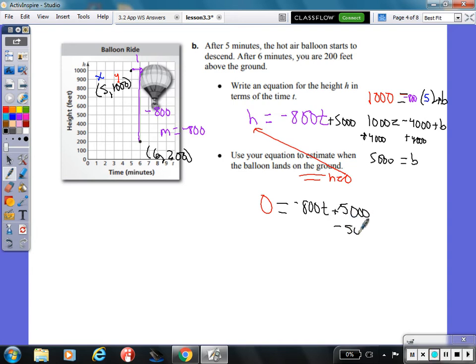So to get that t by itself, we'll subtract the 5,000, which will be negative 5,000, and then we'll divide by that negative 800. And if you divide, not necessarily a really nice number, but we do get a decimal, 6.25. And what are our units for the x? Minutes. So it would take 6 1/4 minutes, 6.25 minutes for our balloon to land.